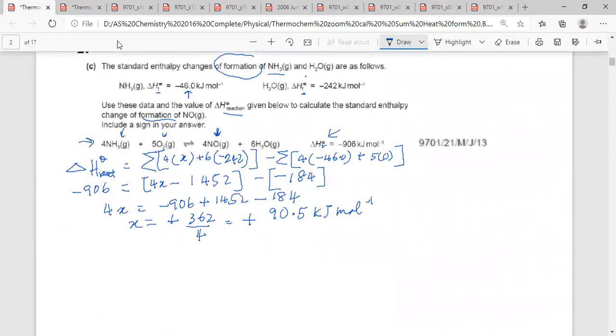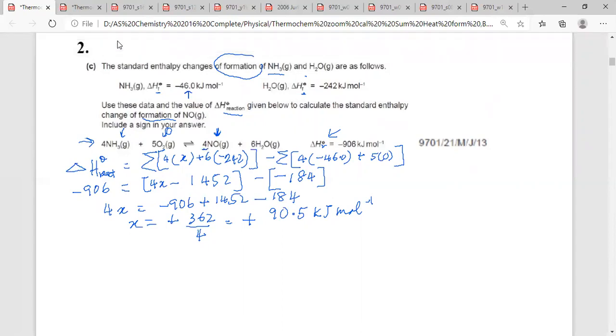So the summation of products, 4 moles, 4 times NO. You don't know NO, so we can put X. Then 6 times water; 1 mole of water is -242, so 6 times this. Make sure of the bracket and the minus sign here. Put everything down first because you can make mistakes. I make a lot of mistakes like this.